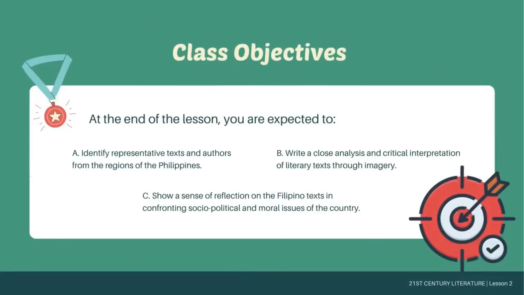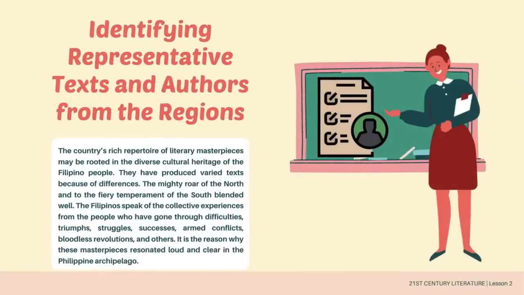Our class objectives for today. At the end of the lesson, you are expected to: A. Identify representative texts and authors from the regions of the Philippines. B. Write a close analysis and critical interpretation of literary texts through imagery. C. Show a sense of reflection on the Filipino texts in confronting socio-political and moral issues of the country. I hope that is clear, and let us begin.